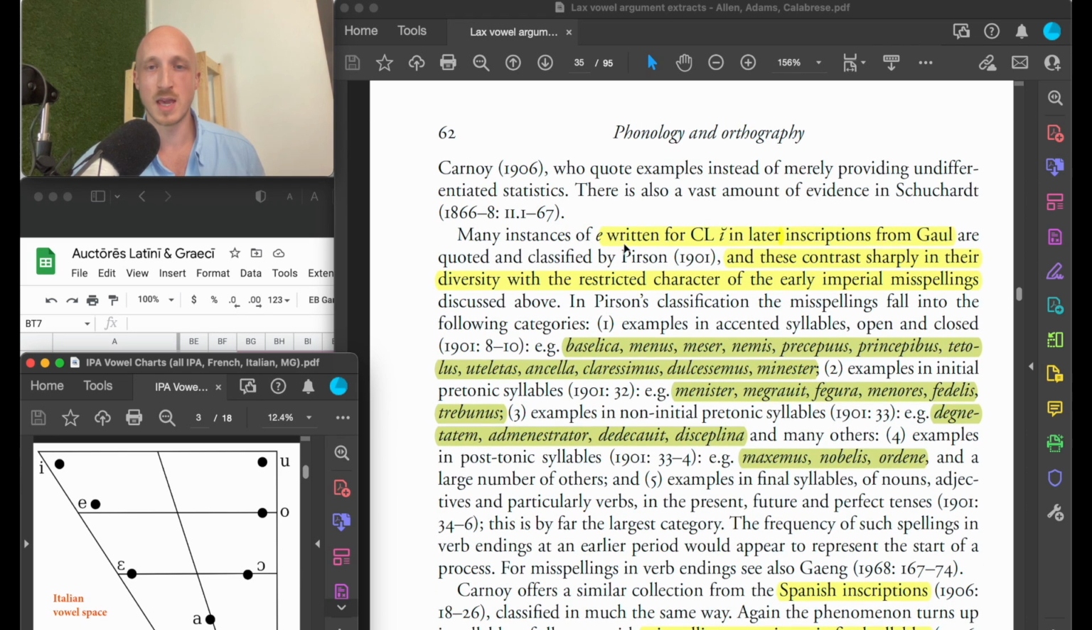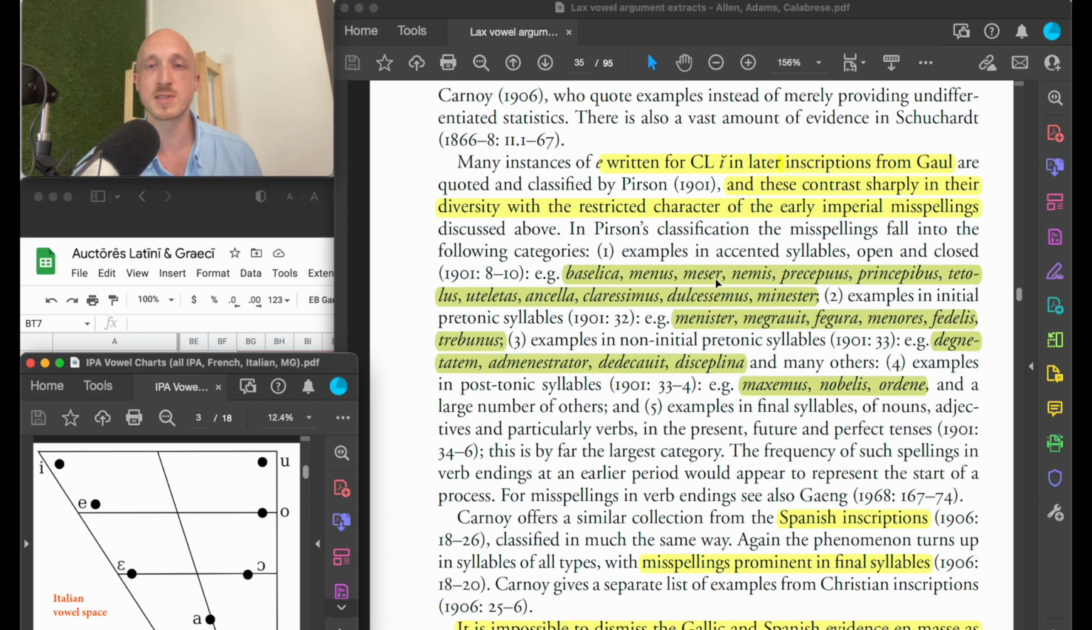Okay, many instances of E written for classical Latin E in later inscriptions from Gaul, these contrast sharply in their diversity with restricted character of early imperial misspellings. So we see basilica, menus, meser, nemis, precepubus, principibus. So under the stress, tetolus, uteletas, ancella, claressimus, dulcessimus, minester, also menister, megravit, figura, menores, fidelis, trebunus. So many of these ought to be E, but they're actually E.